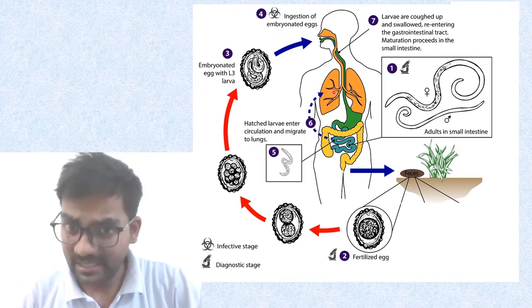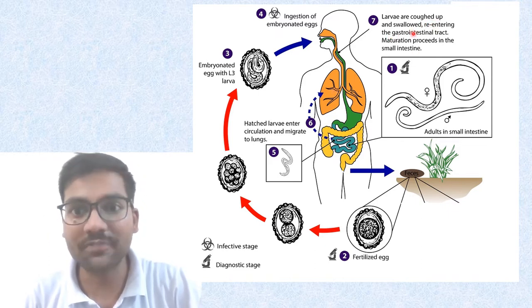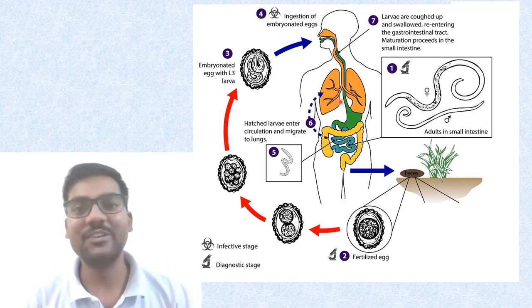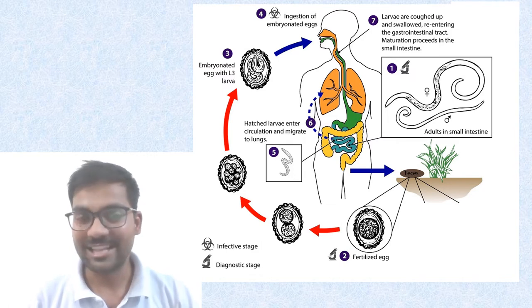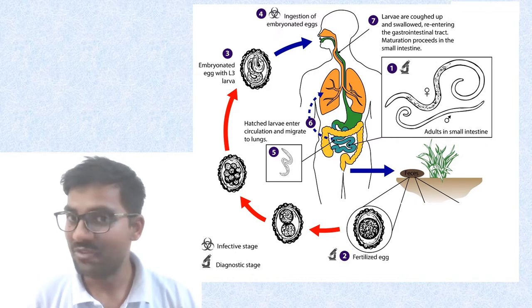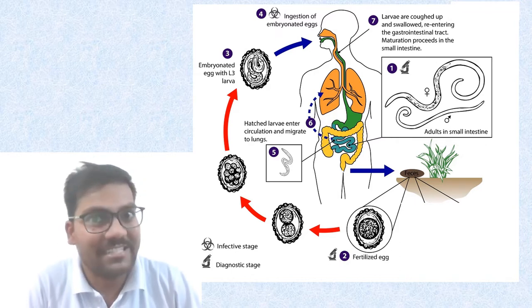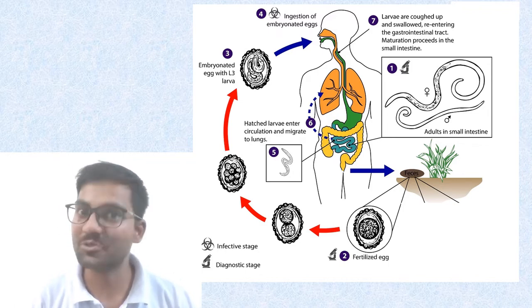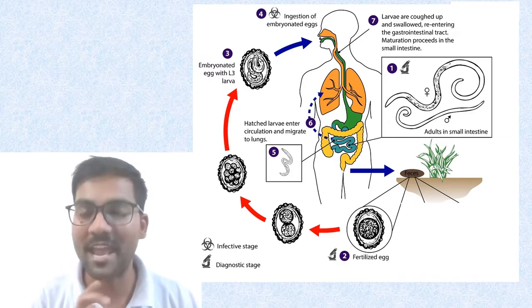Now in the lungs, they are either coughed up or swallowed. After swallowing, they are re-entering the GI tract. Again, re-entering the GI tract, the larva will mature into mature female or male form. Again, this cycle will repeat. This worm will give eggs and these will pass into stool. Again, this cycle will repeat. This is just the life cycle of ascariasis.